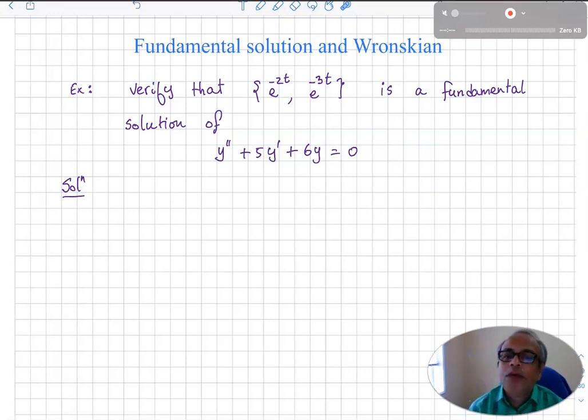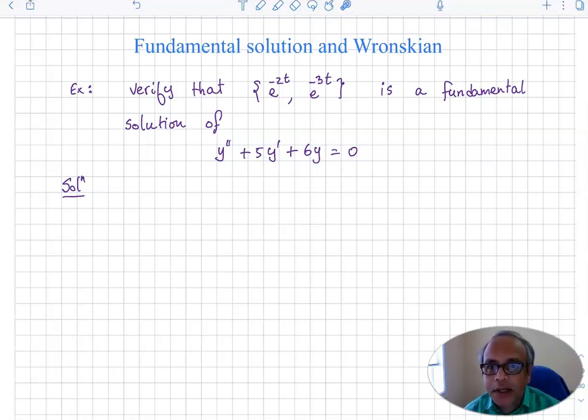Welcome back to the lecture on differential equations. I'm going to talk about the Wronskian and fundamental set of solutions with an example, and then I will show how we can understand the Wronskian of a differential equation even if we do not know the solution.